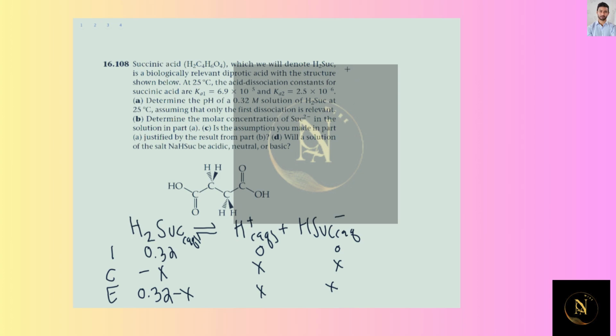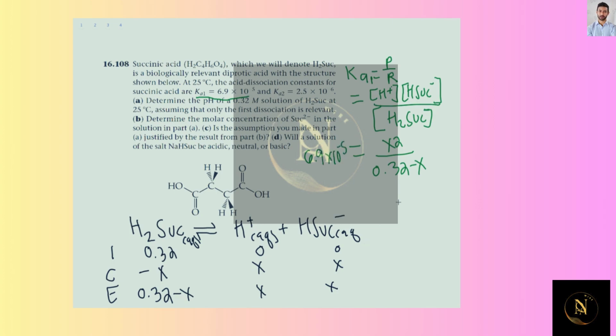So we are already given our Ka value, but we need to remember that Ka is equal to our products over reactants. So our general equation for Ka should be our H plus ion concentration times our HSuc minus concentration all over the H2Suc concentration. And so since we see that, we can then plug in our values. Since H plus and HSuc minus both have an x, it's just going to be x squared, and then we're going to have 0.32 minus x. And our Ka1, since we only dissociated it once, is equal to 6.9 times 10 to the negative fifth. Since 6.9 times 10 to the negative fifth is such a small number compared to our initial concentration, the x in the bottom is negligible and we do not have to include it, which also makes our calculations a little bit easier.